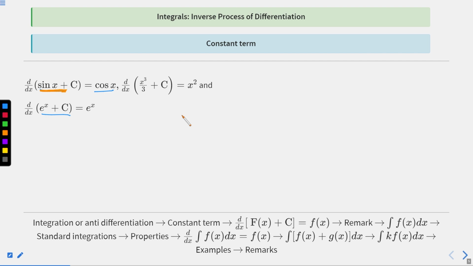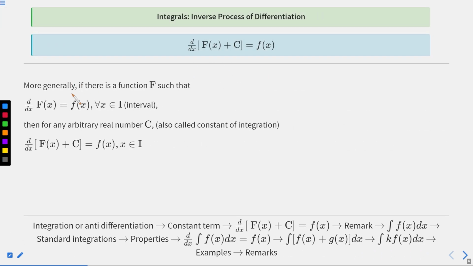So what more generally we are trying to say is that if you have capital F of x plus some constant, then its differentiation will be small f of x, where f of x is the derivative of this capital F function. Okay, as you can see. I hope it is clear to you. This is what we are saying here.